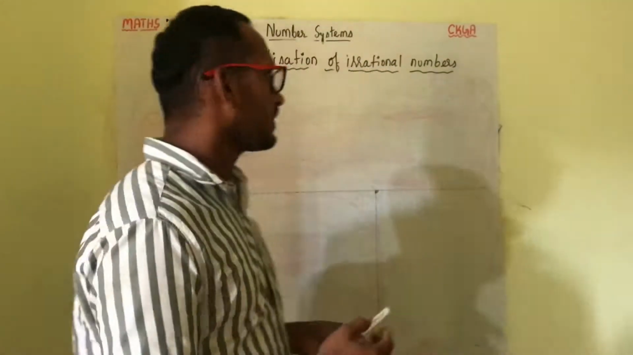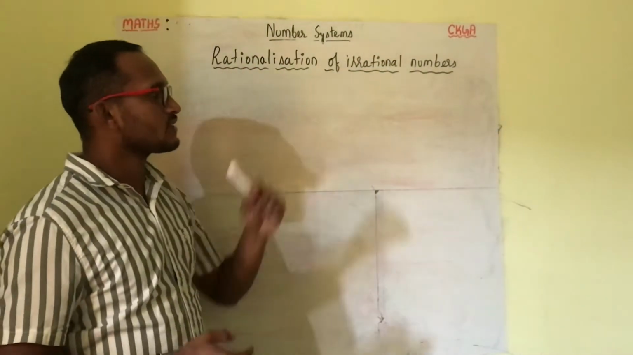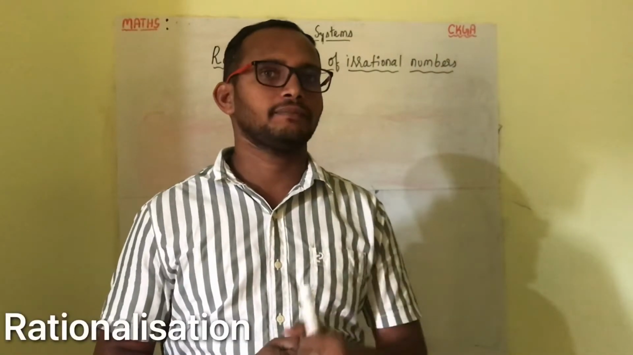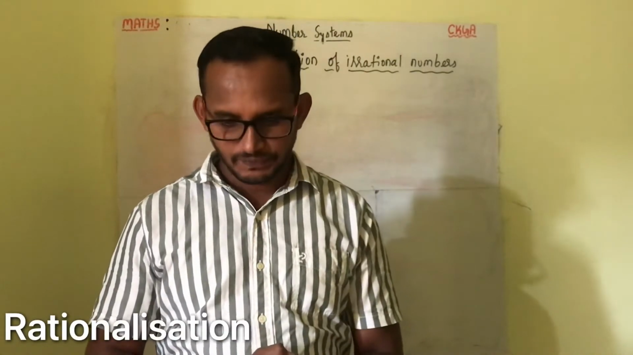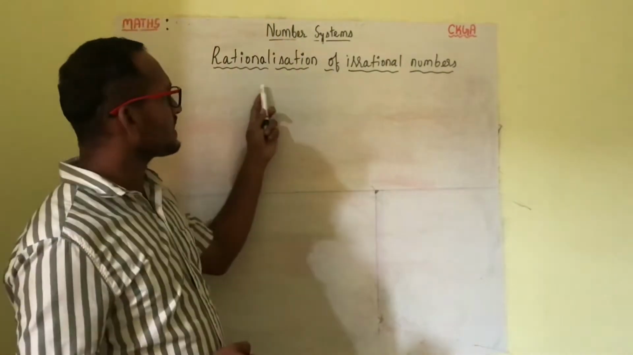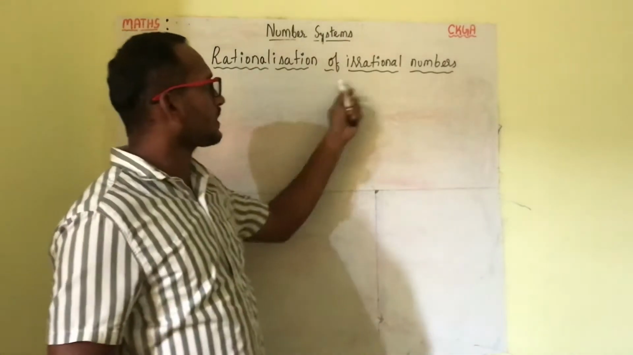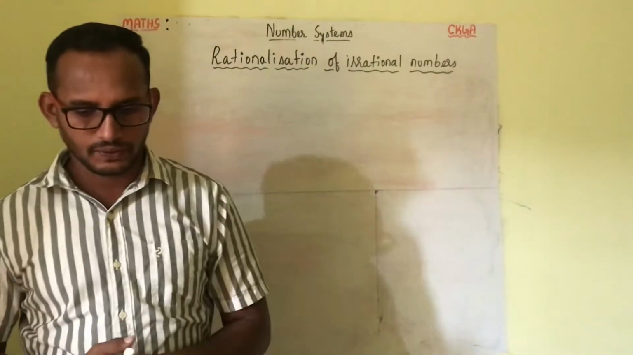In today's session, we are going to learn about some important concepts about rationalization of irrational numbers, a concept that comes under our 9th standard mathematics number system. So what is rationalization? How is it related to irrational numbers? That's what we are going to learn today.